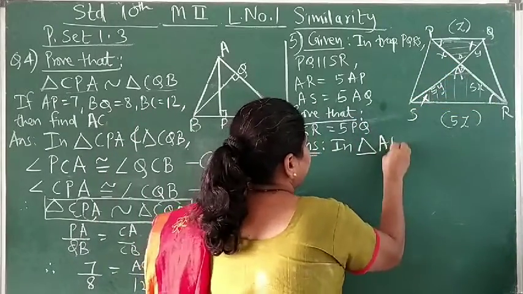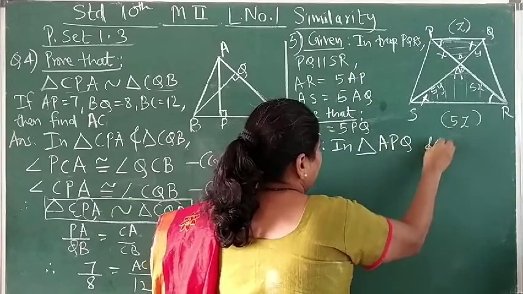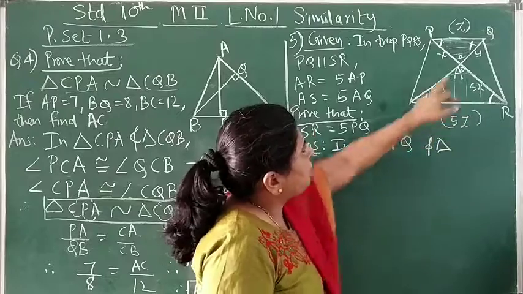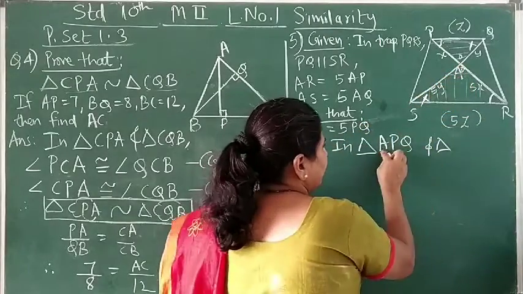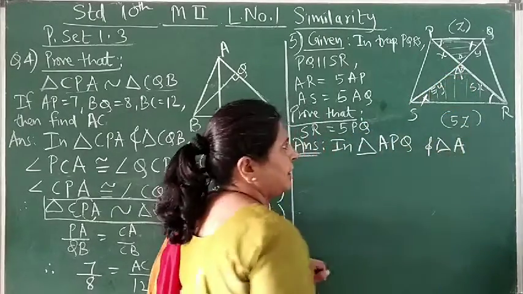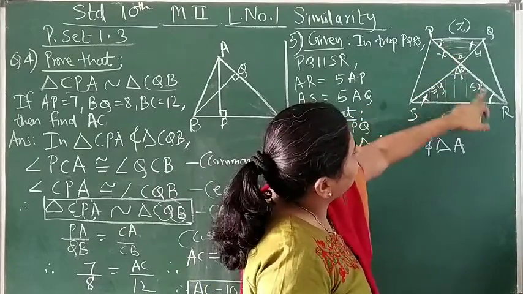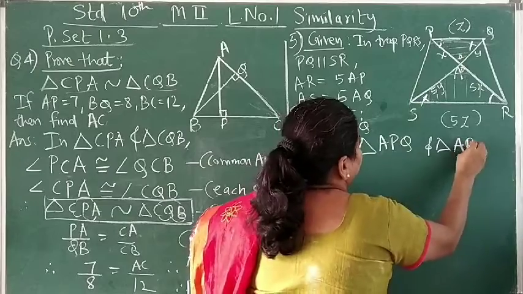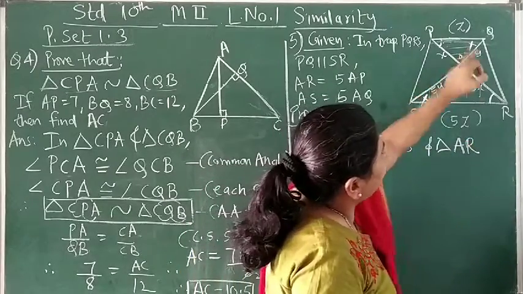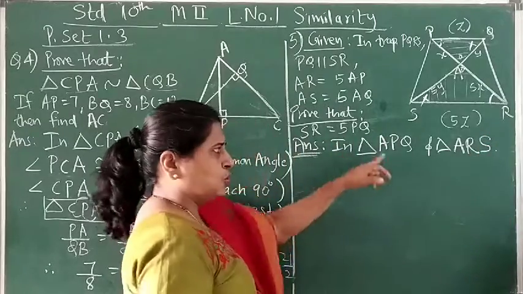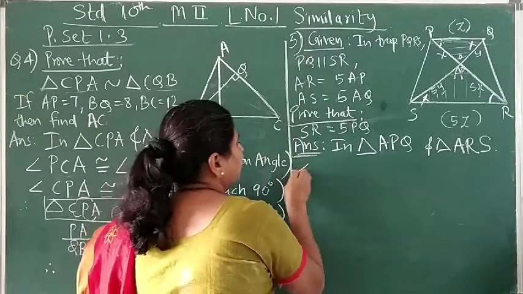If I have written APQ first, then for the second, bigger triangle, the corresponding angle to A is A. So the first letter here should be A. What is the corresponding angle to P? For P, here the corresponding angle is R. So it will be R. And which is the corresponding angle for angle Q? It is S. A-R-S.